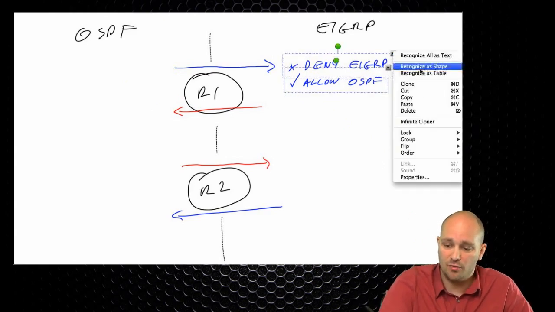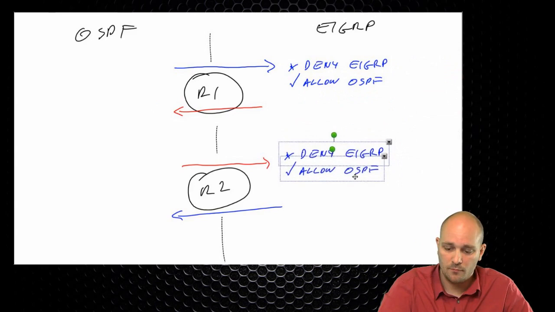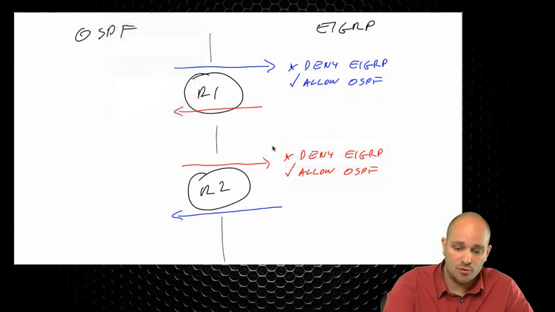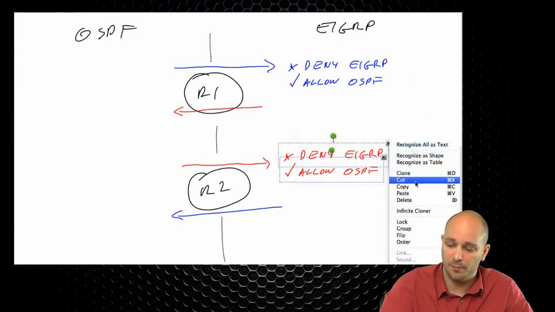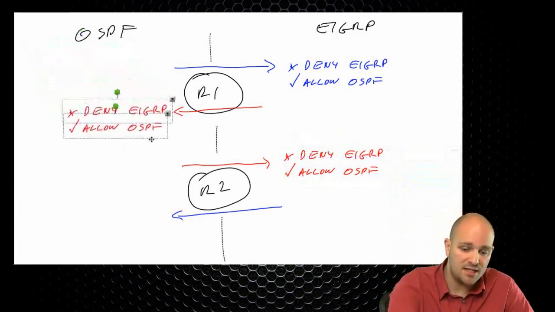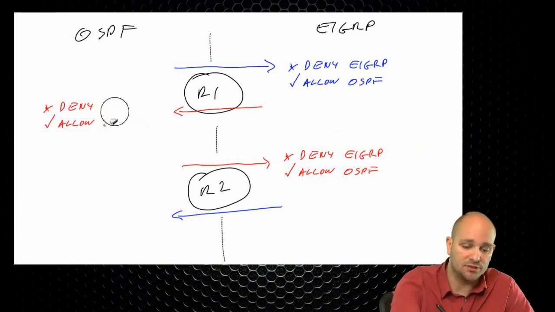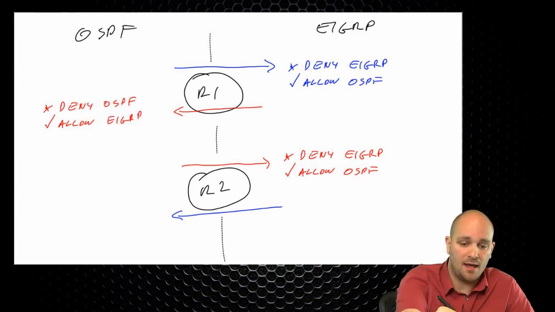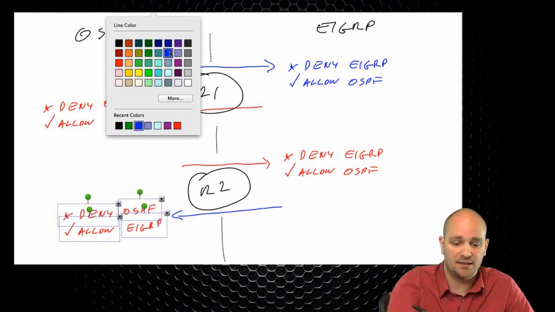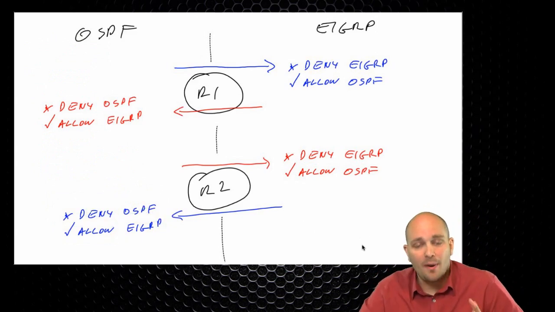Now, at this red redistribution point here, I need to do the exact same thing. So let me just copy this because I will be needing it a couple more times. So at this red redistribution here, I need the exact opposite logic. I need to deny the original OSPF routes and I need to allow the EIGRP routes. At this redistribution here, this blue one here, I need the exact same logic.